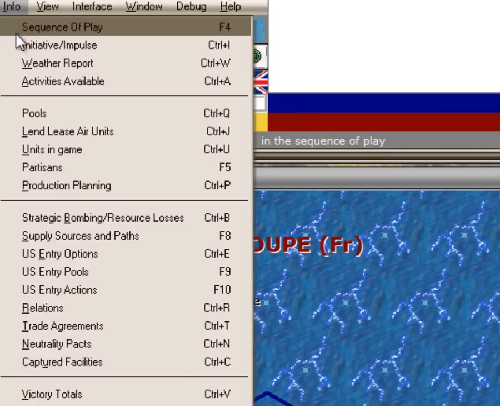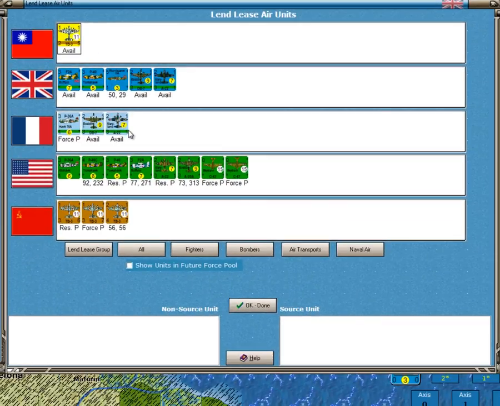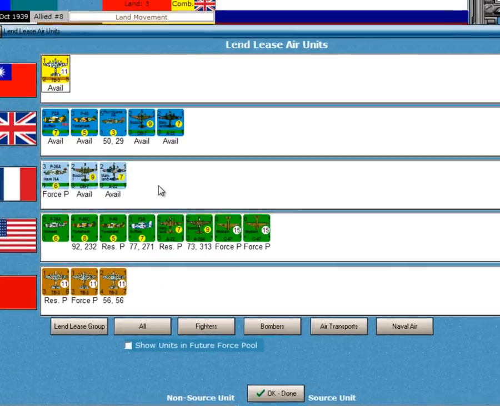The next item on the drop-down list for info is the Lend-Leased air units. We saw part of these before looking at the pools form. This shows you all of the Lend-Leased air units for the Allied side, since we're the Allied player currently.